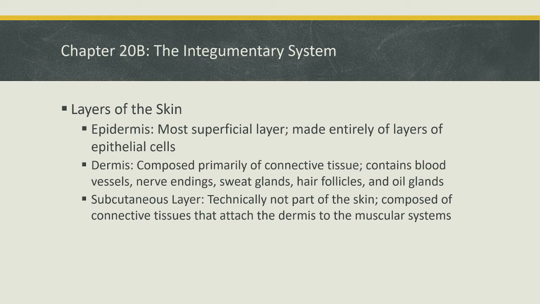And the answer is 11 miles. So if you laid all the blood vessels end to end, it would be a good 11 miles of blood vessels. And then below the dermis is the subcutaneous layer, and it's technically not part of the skin. It's composed of connective tissues that attach the dermis to the muscular system, but different aspects of the muscular system. So the subcutaneous layer acts as a connection point for keeping your skin attached to the rest of your body. It's kind of important.